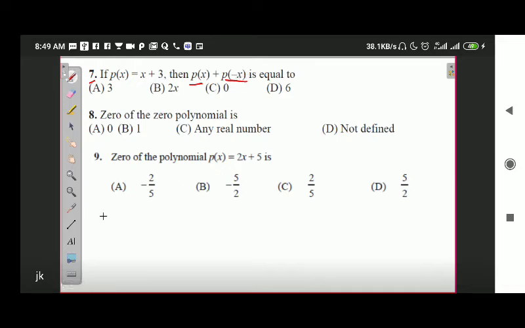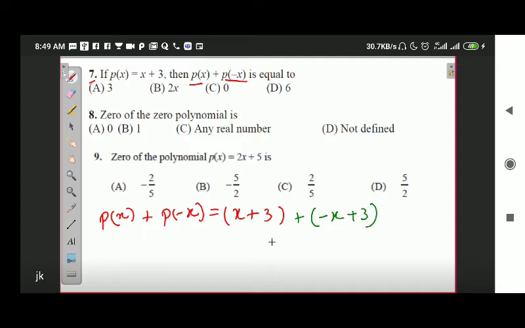So this will be p(x) plus p(minus x) equal to x plus 3 plus minus x plus 3. In the first expression, the signs will be as they were, but in the second expression, only the sign of x will change, only that. So this will be x plus 3 minus x plus 3. This will be 6. Only the sign of x is changing. Otherwise, it is all the same.